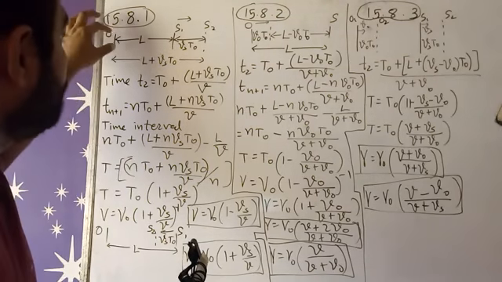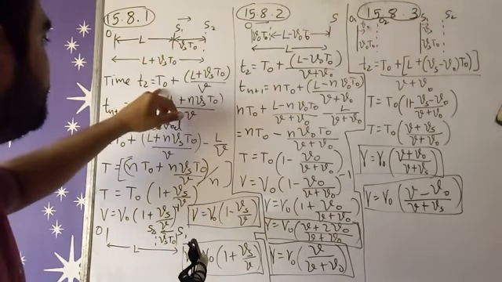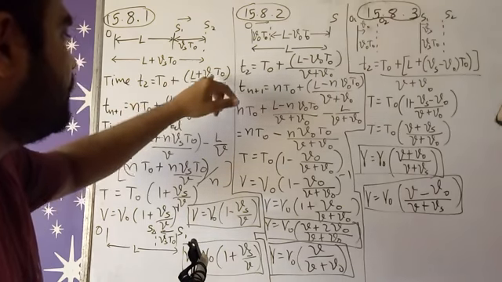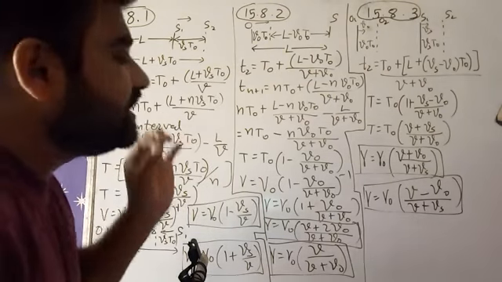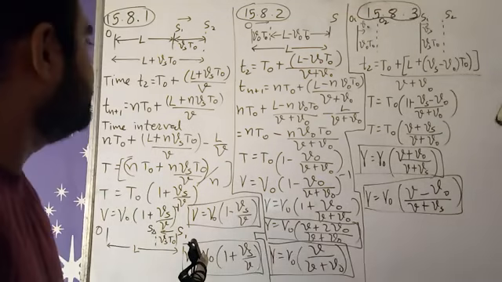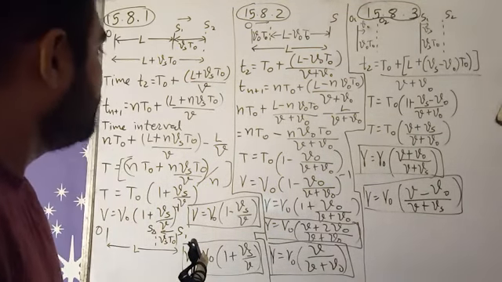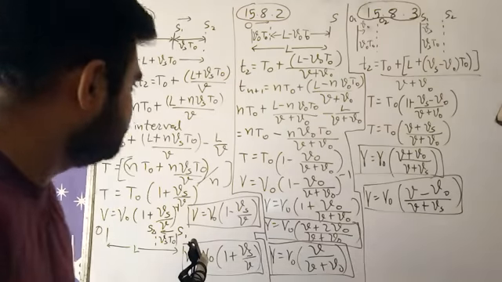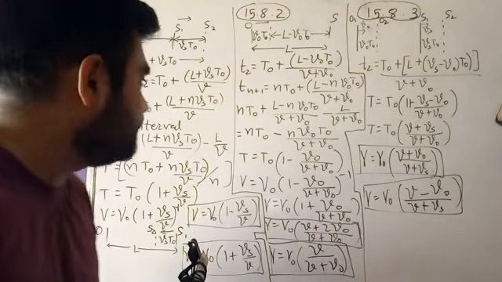Now the time taken to reach this point, T2, is equal to T0 plus (L plus Vs T0) upon V. What is this V? V is the speed of the medium. Some wind is there, right? So that is V, the speed of sound. V is called the speed of sound in the medium. Our medium is the atmosphere, so the speed of sound in the atmosphere.